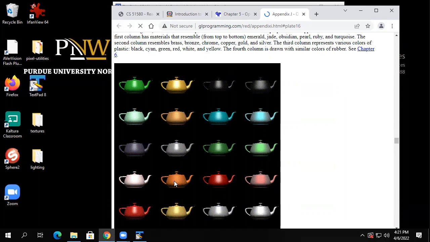Because I'm looking at the bottom. Oh, that's not the bottom. And I'm like, that is not turquoise. Yeah, that's the ruby. The turquoise just doesn't fit on the screen. Okay, so none of them look like what they claim they are.